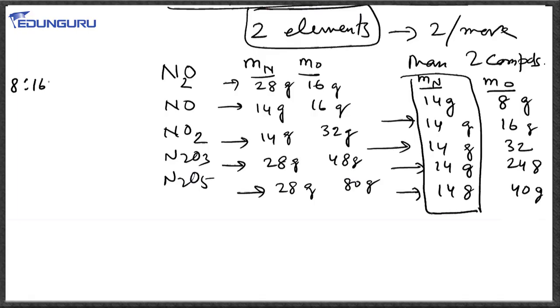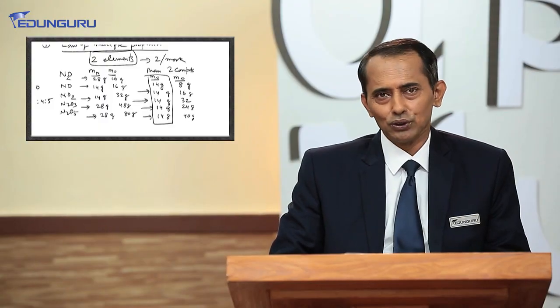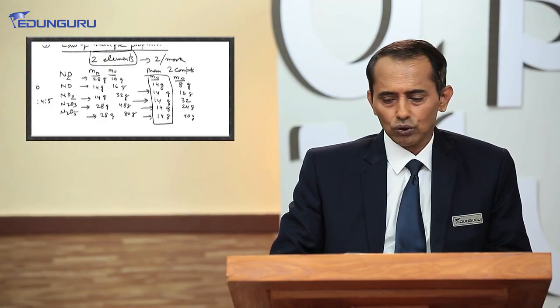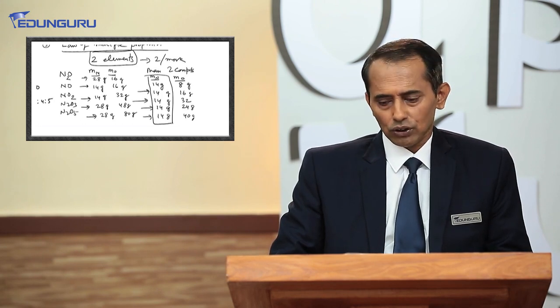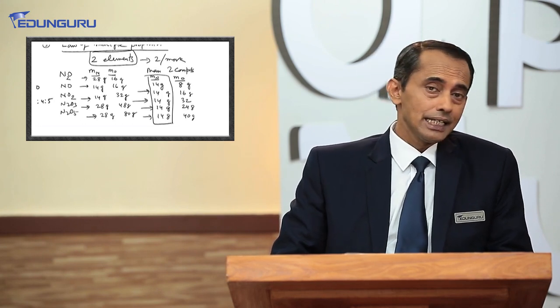You can easily see that the combining mass of oxygen is 8 is to 16 is to 24 is to 32 is to 40. It means 1 is to 2 is to 3 is to 4 is to 5. So, that is the simple whole number ratio in terms of mathematics. So, the law of multiple proportion has validity, but again we must say right at this point that this law also has a flaw.